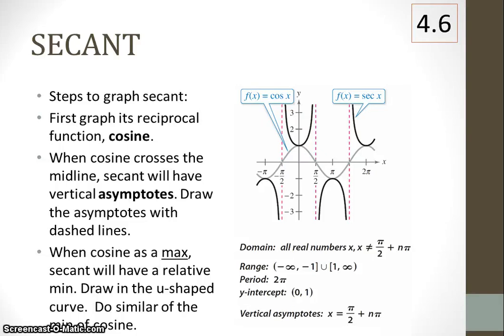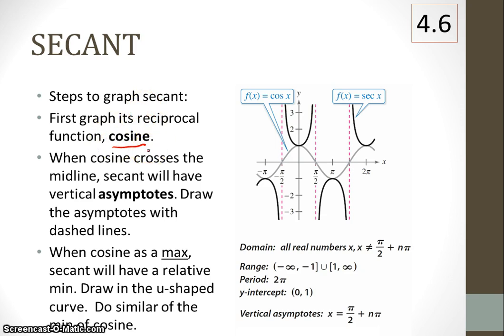Okay, class, welcome to graphing secant and cosecant. We're going to start off with graphing secant. So things we need to remember: secant is the reciprocal of the cosine function. So when we're going to graph our secant function, we're first going to graph our cosine function.